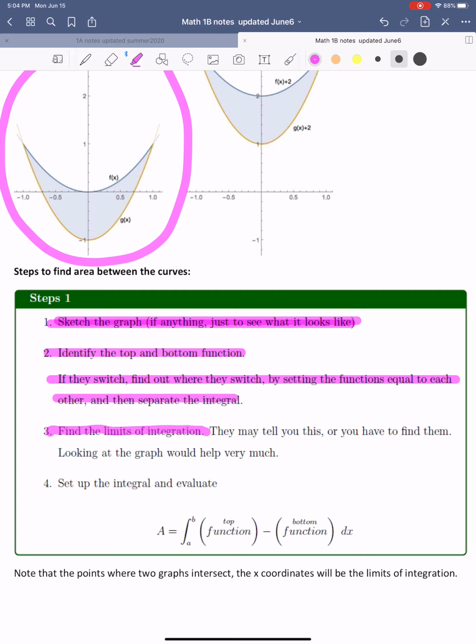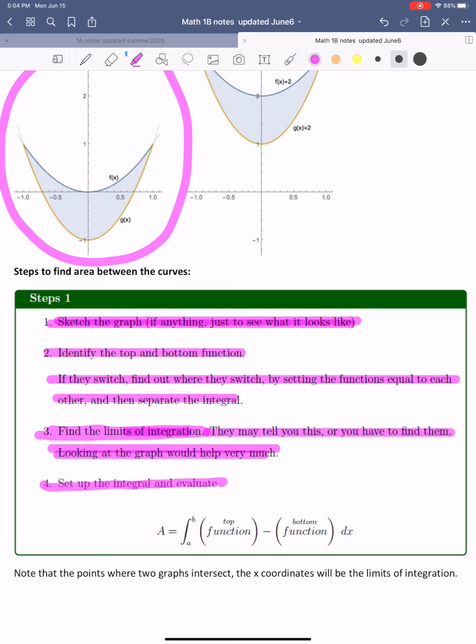Step 3, find the limits of integration. Limits of integration, if y is a function of x, they will be our x values, and you can find them by setting the two curves equal to each other. If you have x as a function of y, then we would still set them equal to each other, and our limits of integration would be the two y values in that case.